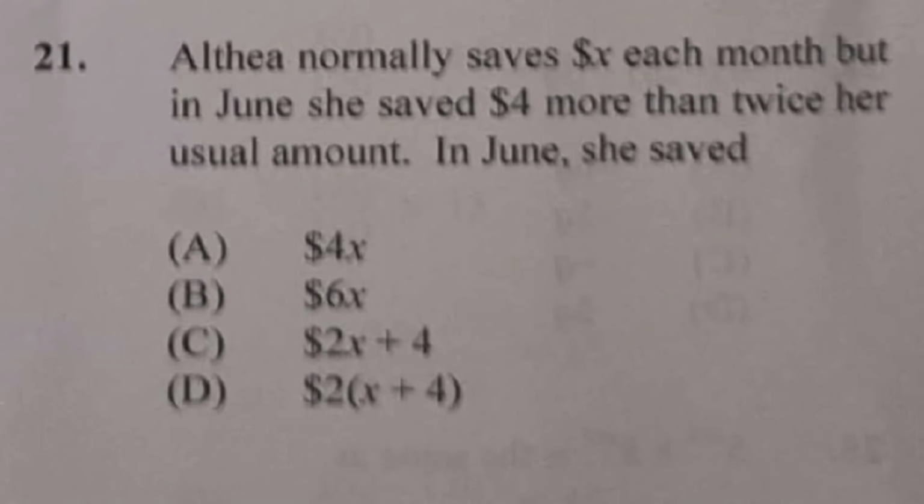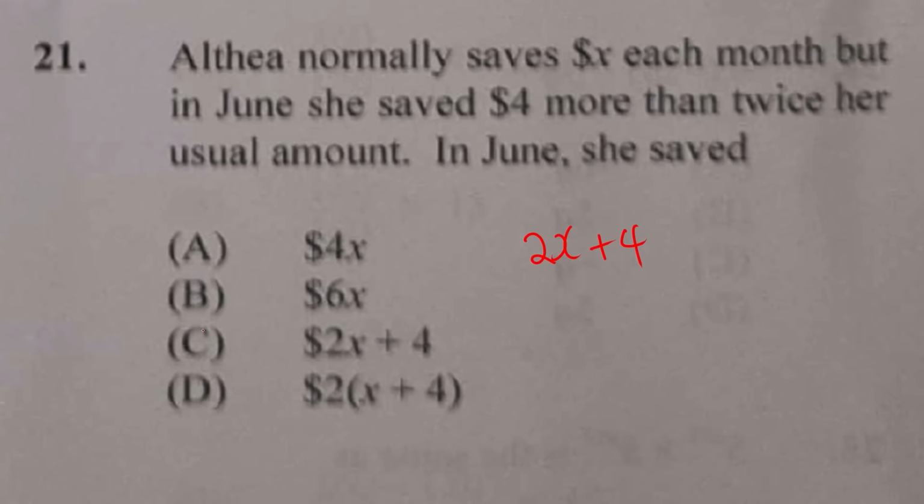Alright, 21. Alita normally saves X dollars each month, but in June, she saved $4 more than twice her usual amount. Alright, so her normal amount is X that she saved, but in June she saved $4 more than twice her usual amount. So twice her usual is going to be 2X. So she saved $4 more than twice. So we get 2X plus 4.